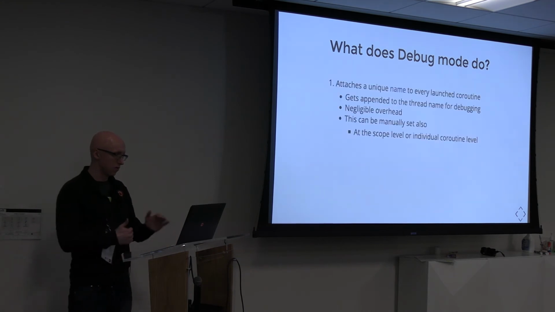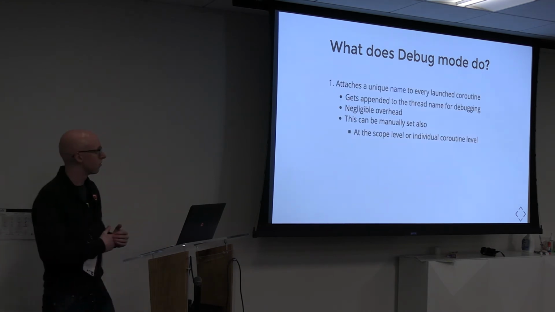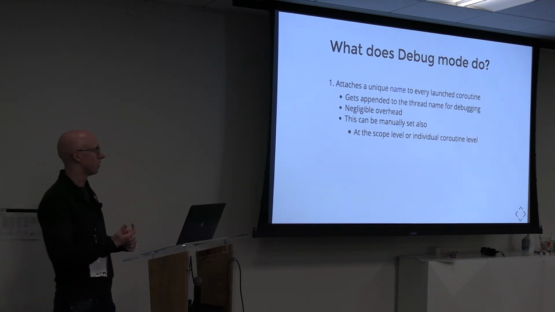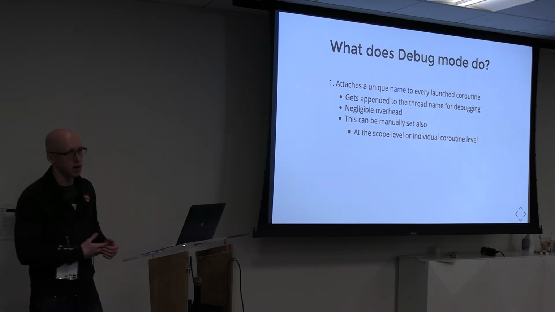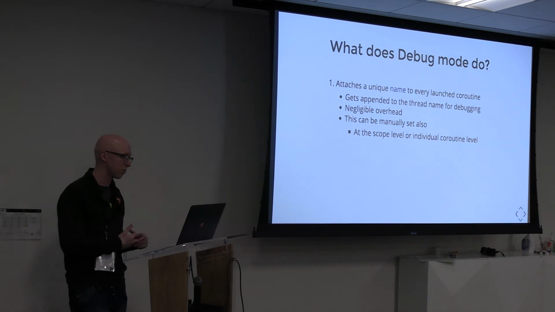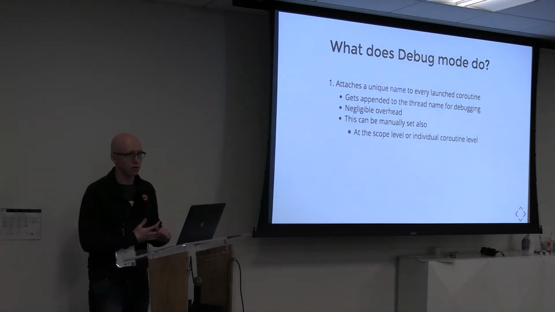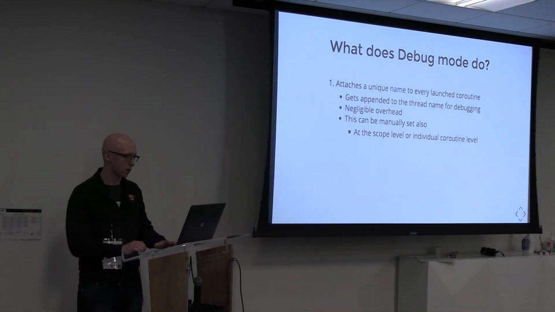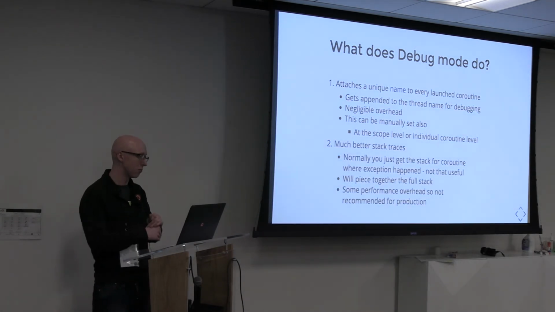First of all, it will attach a unique name to every coroutine, which gets appended to the thread name for debugging. It's negligible overhead, so you can and should do this in production, or you can manually set the coroutine name as well to give you some better logging. And it'll give you much better stack traces.